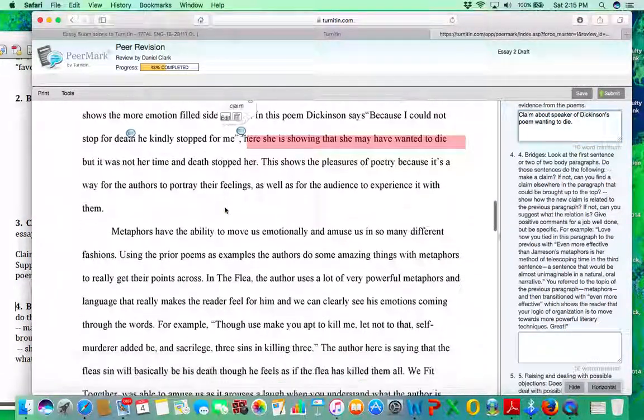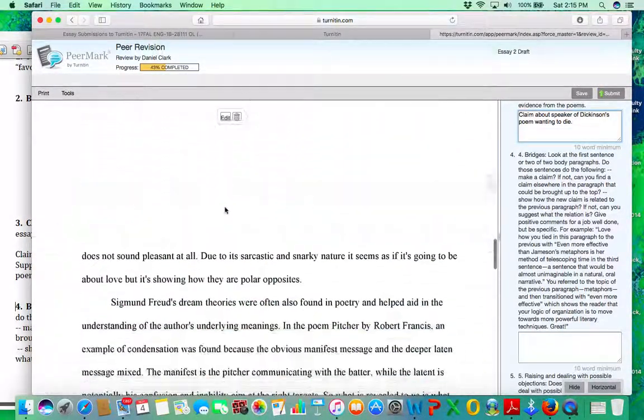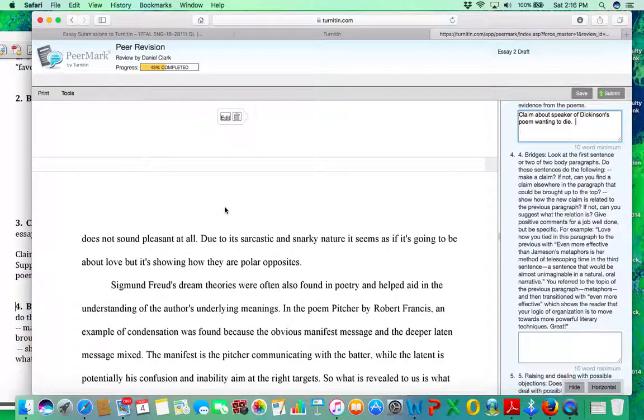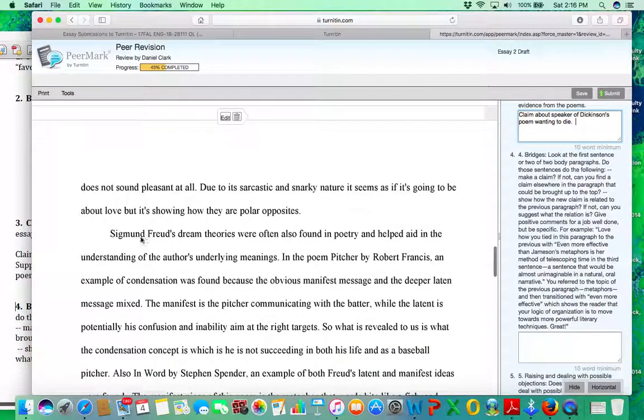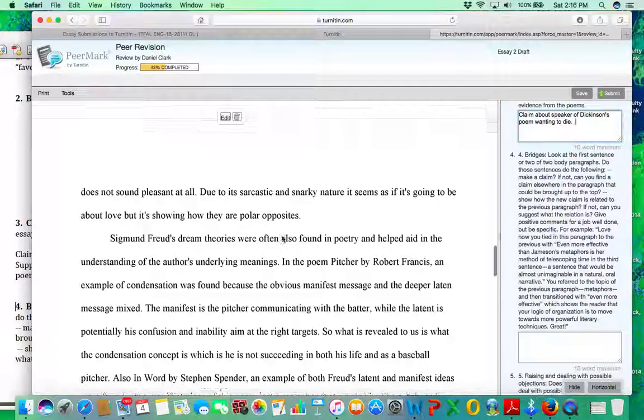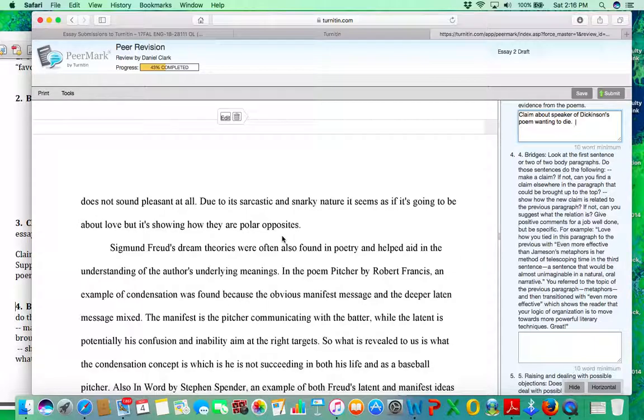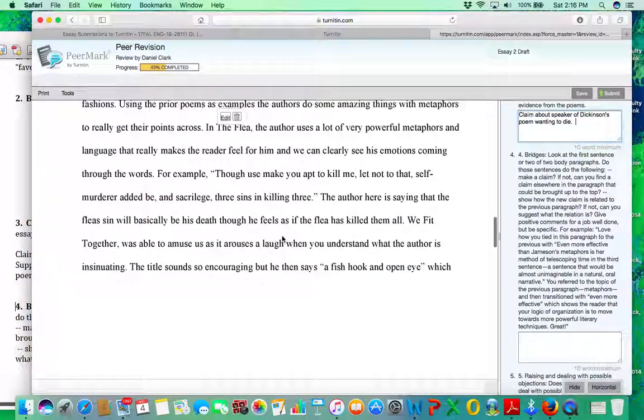So, okay, and then to show one that's maybe not so good or that could be worked on. Like this one: Sigmund Freud's dreams theories were also found in poetry and helped aid in understanding the author's underlying meanings. Well, "also" is pretty weak. Sometimes you have to use it, but it just says, now let me tell you something else, instead of what the relationship is between the two.